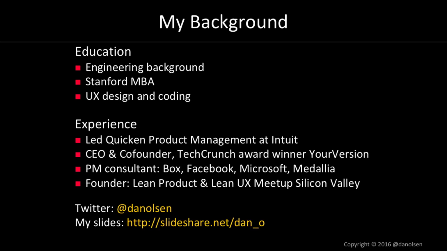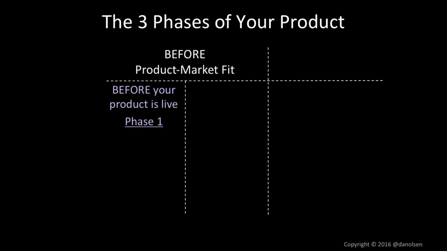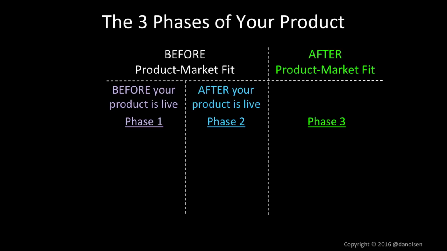To set the stage, what I see is when people are trying to build a new product or improve a product, there are really three fundamentally different phases. There's before product market fit, and within that, there are actually two different parts. Phase one is before your product is live, and maybe some of you are in that stage. Then there's after you launch your product, but you still haven't achieved product market fit. And then there's phase three, where you've achieved product market fit.